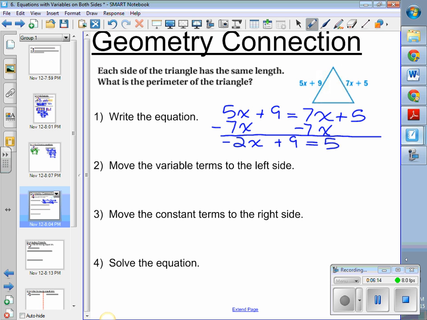Okay, so good enough. Now it says to move the constant terms to the right, so I'm going to subtract 9 from both sides, leaving me with negative 2x on one side and negative 4 on the other. Then my last step is to solve the equation. So I'm going to divide both sides by negative 2, and I get that x equals 2.